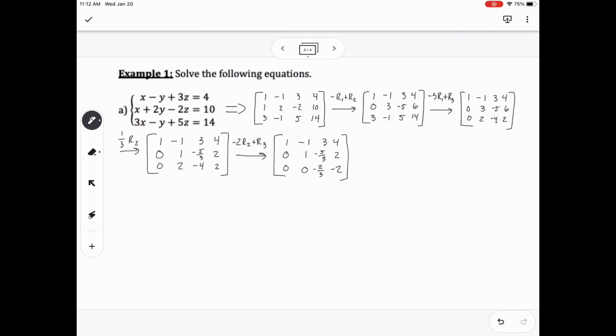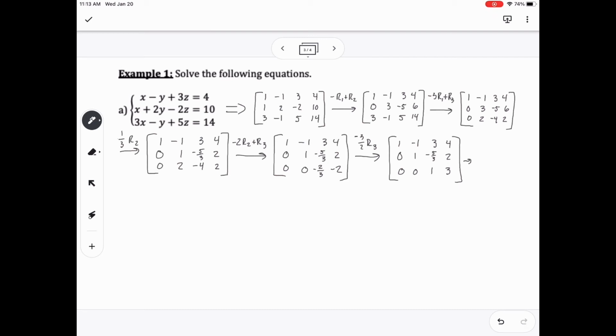The last thing I need to do is make that -2/3 in the last row a 1. So I multiply by the reciprocal, which is -3/2. That's how I got the 1/3 in the last one, because the reciprocal of 3 is 1/3. In doing so, -2/3 becomes a 1, and that changes my -2 into a positive 3.